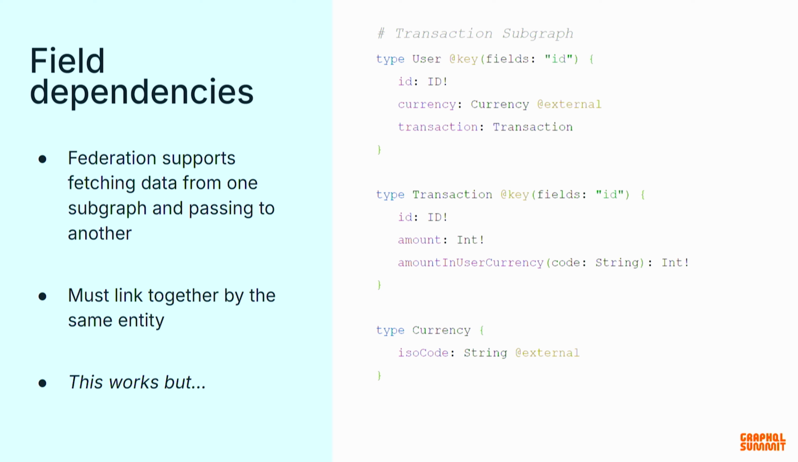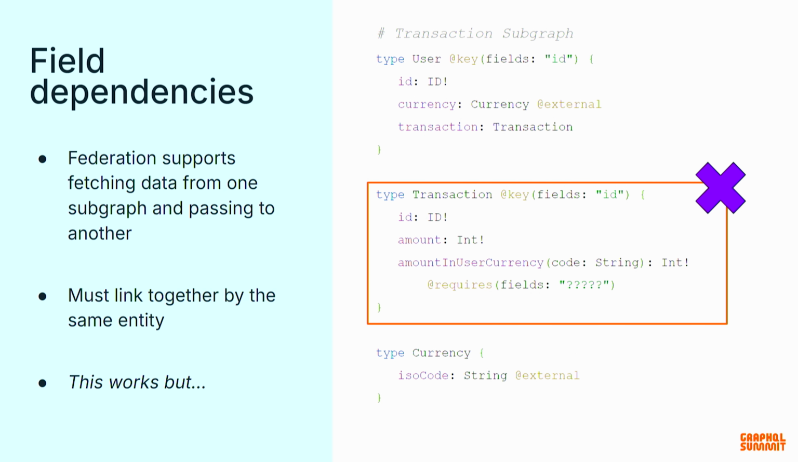So Federation supports passing data from one subgraph to another, but requires that we link dependencies together on the same entity, right? So if we have the schema here, when we add requires to this amount in user currency, what are we requiring? Because we only have the scope of the transaction type. We have no reference to the user, so how do we get the data that we need here? It doesn't work, right? So we can't use requires.